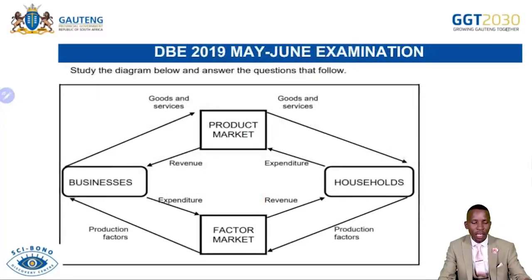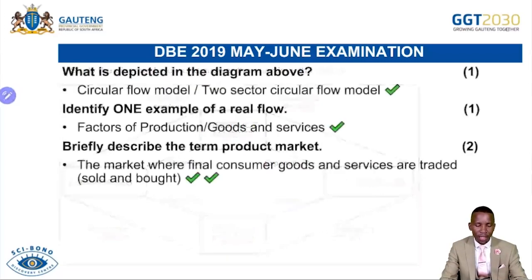And then this is another data response. Study the diagram below and answer the questions that follow, from the 2019 June examination. Here you are given the circular flow, which shows goods and services. Households are there, product markets are there, and also businesses and the factor market. We have expenditure, revenue, and production factors flowing in there. So we are simply showing the flow of goods and services within the economy, and also the flow of income. Let's see what is given in there.